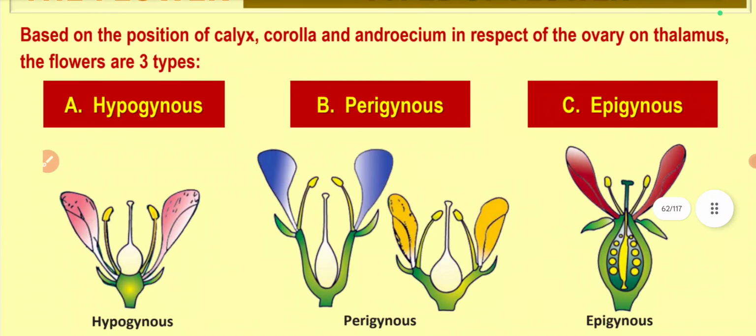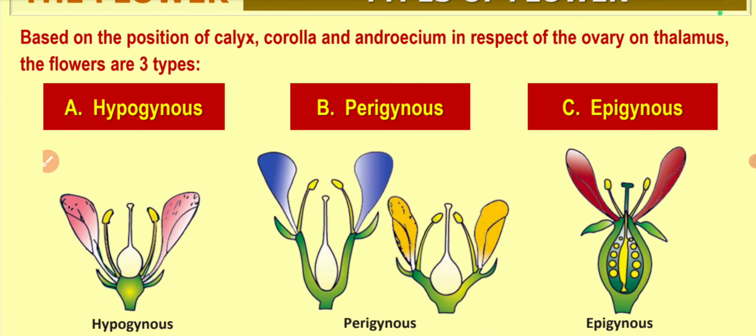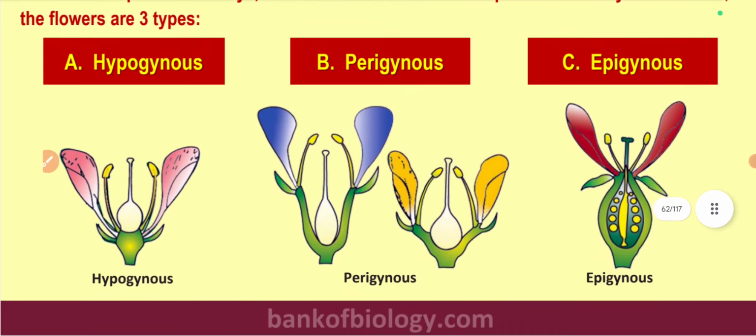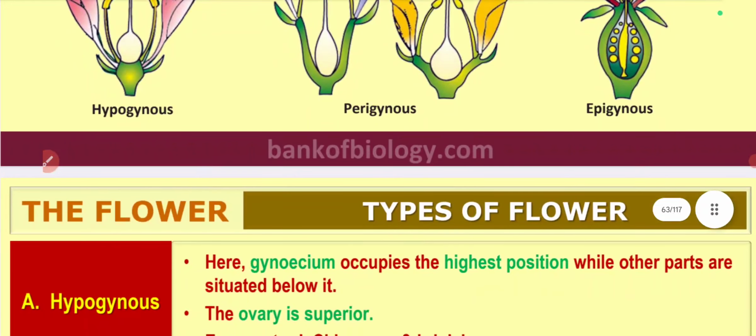Next, based on the position of calyx, corolla and androecium in respect to the ovary on the thalamus, flowers are 3 types: hypogynous, perigynous and epigynous. As you can see in the diagram, hypogynous, perigynous, epigynous.